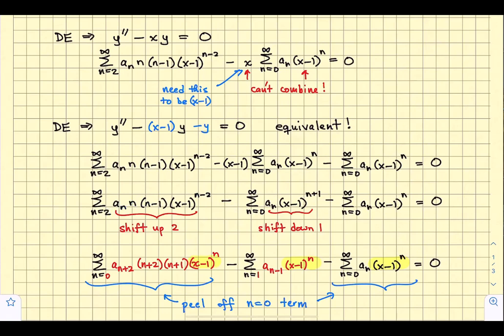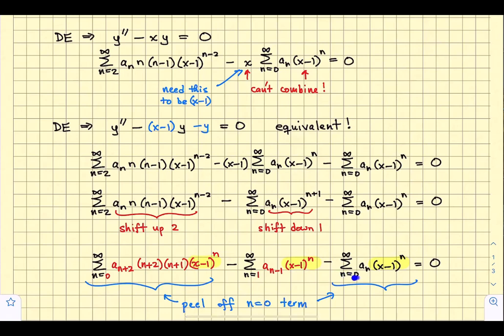When we do that, this stays the same. Here we shifted this down 1, up 1. This was up 2, so the index went down 2. And now we have gotten what we want, in that they all match on the back end with an x minus 1 to the n. So now we need to peel off whatever the appropriate terms are.